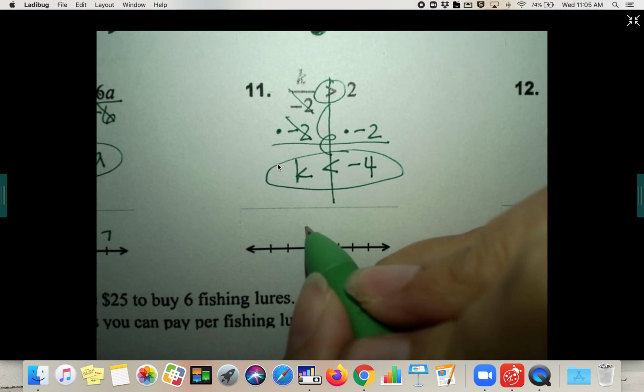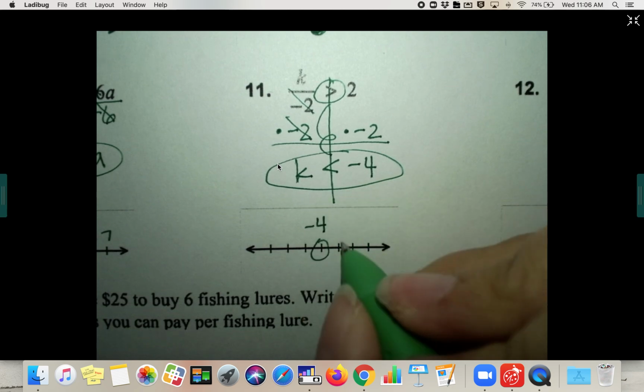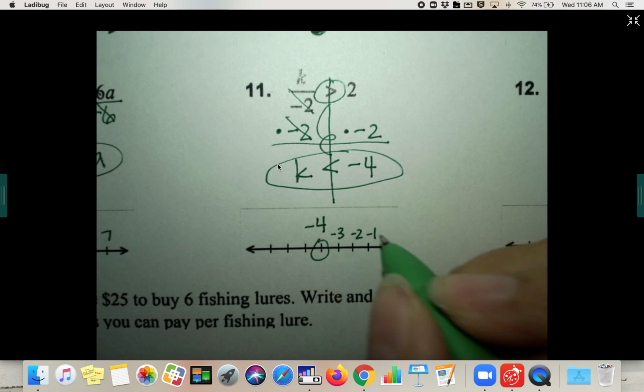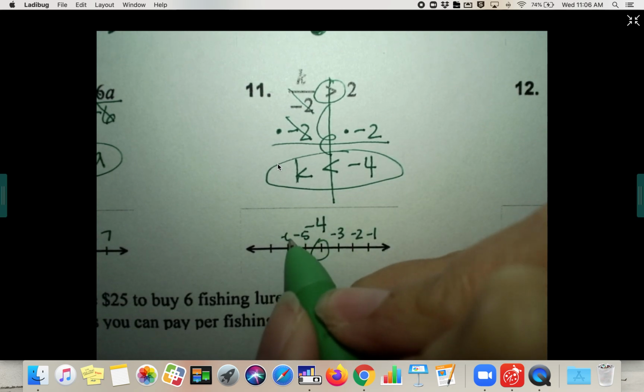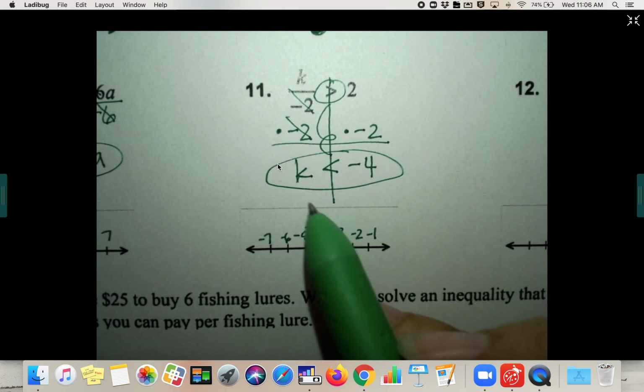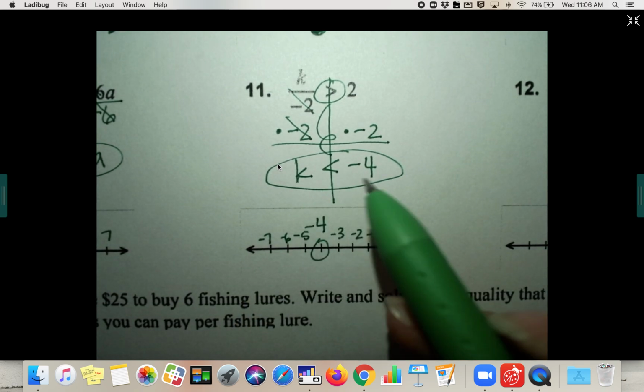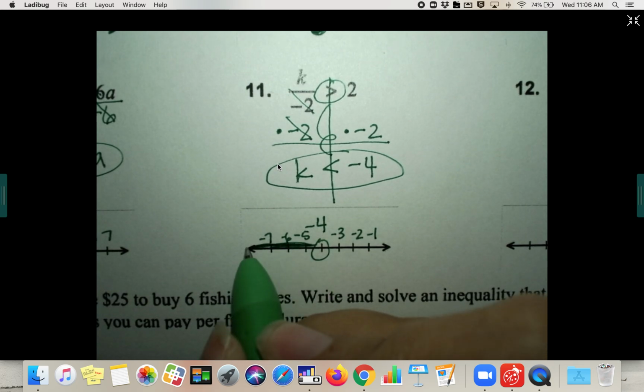So we're going to drop a -4 on our number line. -3, -2, -1, -5, -6, -7. K is less than -4, so we want to shade less than, which is to the left.